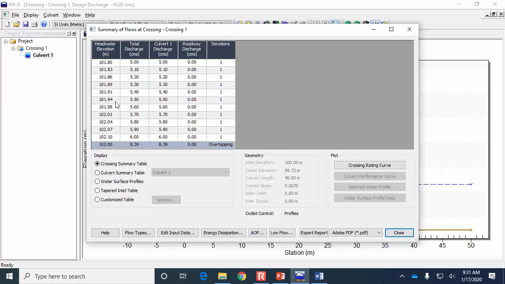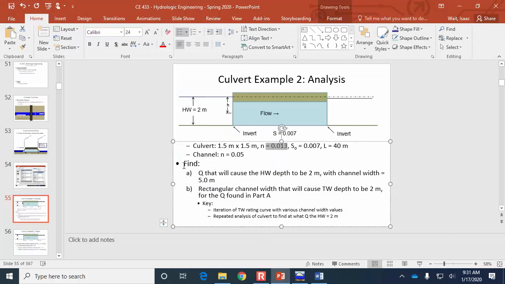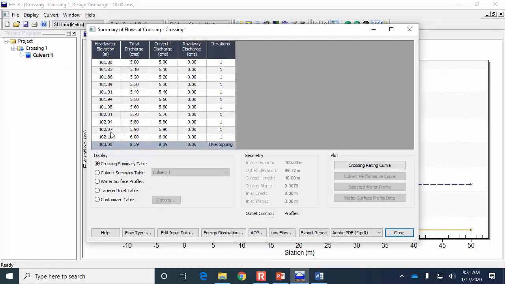Now let's just double check in the problem statement and make sure that we've addressed what it's asking. What flow rate would cause the headwater depth to be 2 when the downstream channel width is 5 meters? Yes, I think that what this is saying is for the downstream channel being rectangular and 5 meters wide, then the flow rate through that culvert will be 5.7 when the headwater elevation is 2.01.